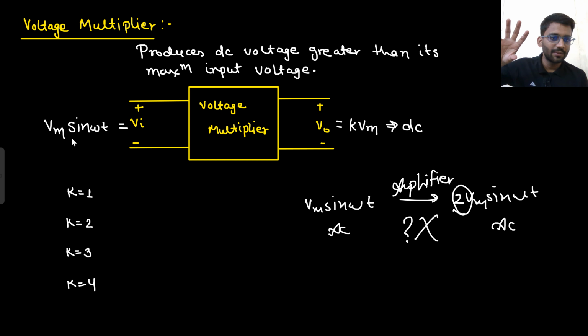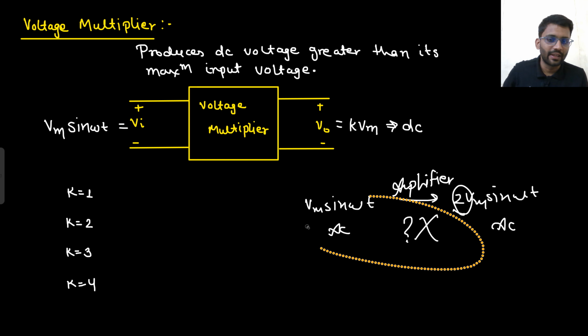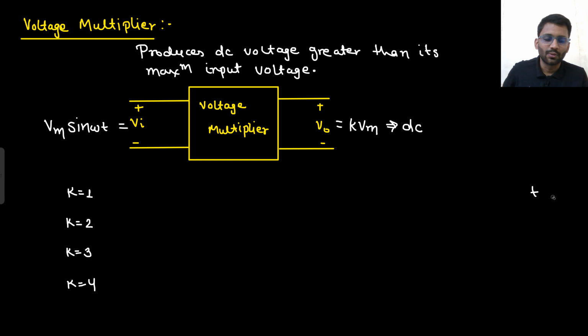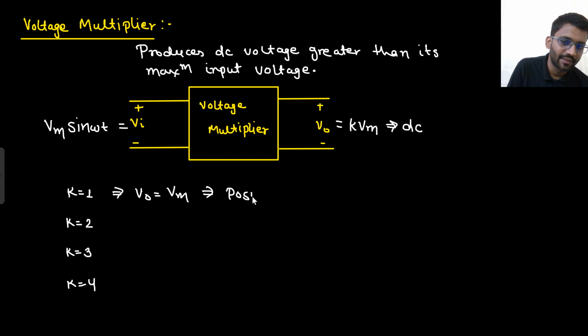What is the scene in a voltage multiplier? Input is AC, Vm sin omega t, but the output is DC only, amplified by a factor of K. Are you getting this point? Now K can be anything. So let's assume K value is 1. So V0 will be equal to Vm. So what will this circuit be called? You have already studied this. You have applied Vm sin omega t, and in the output you are getting Vm. What is that circuit? Peak detector, right? Positive peak detector.